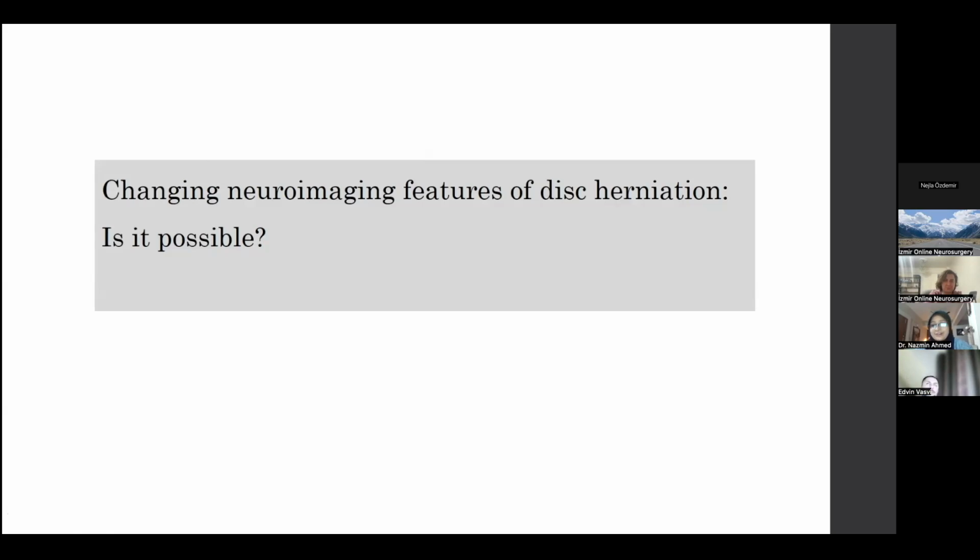Very rarely, can the neuroimaging features of disc herniation change? Yes, it is possible. If we carefully follow up the patient with neuroimaging, we can find that there may be some changes in the appearance of the herniated intervertebral disc. It can even undergo spontaneous resorption.